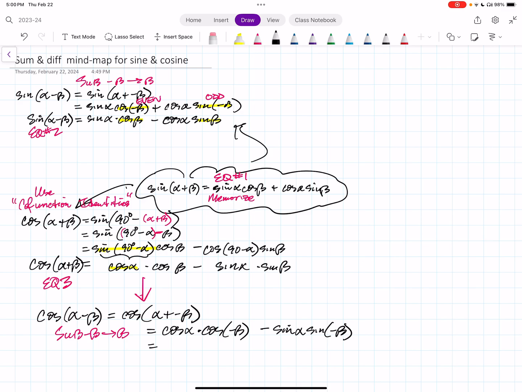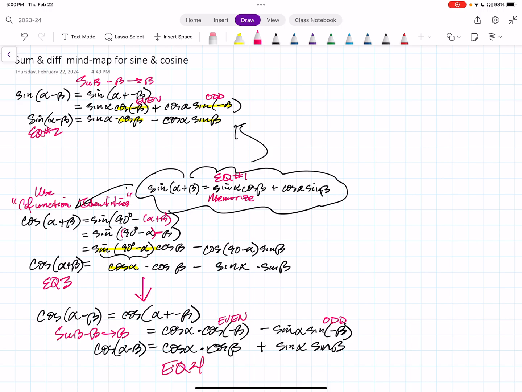I know that I have even and odd functions. I know the cosine function is even, which means something, and the sine function is odd, which means something different. So I have the cosine of alpha times cosine beta, because they're even. I know that the sine of negative beta is negative sine beta, so the double negative you see here changes to a positive, and I get sine of alpha times sine of beta. Now I have my fourth equation: cosine of alpha minus beta, and we're going to refer to this one as number four.